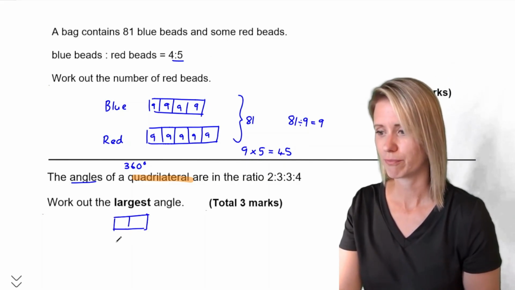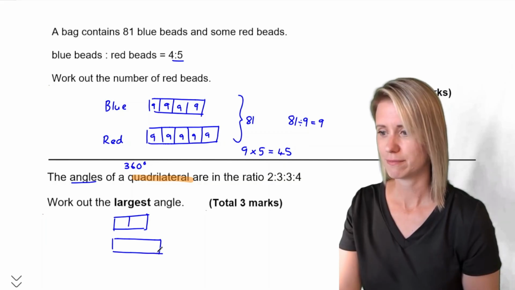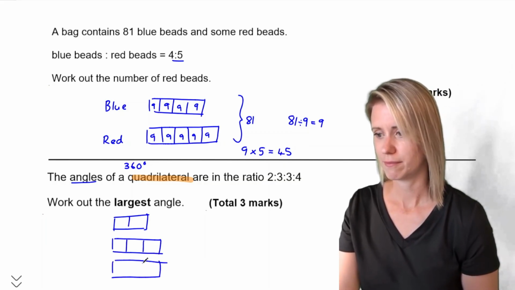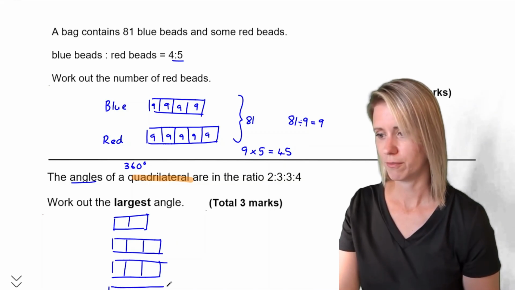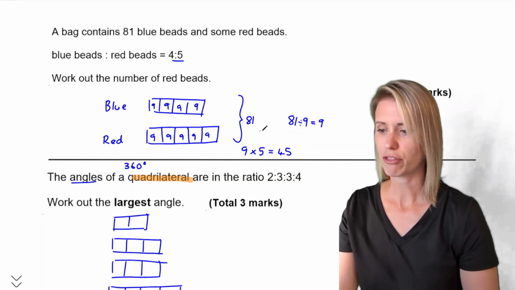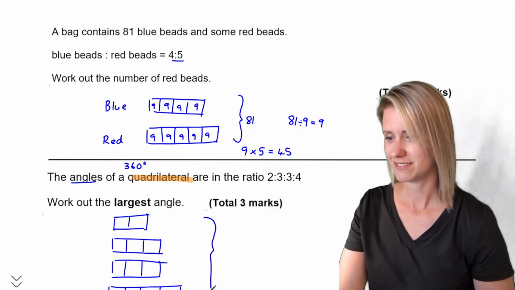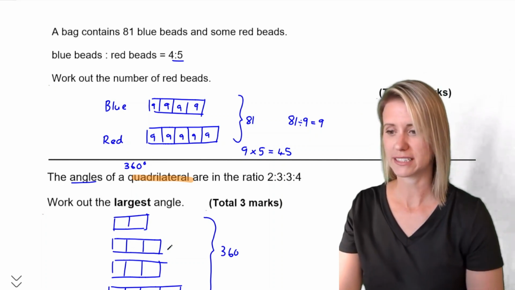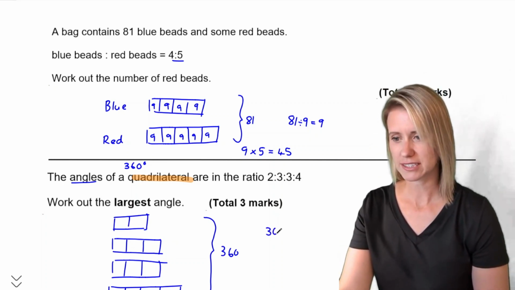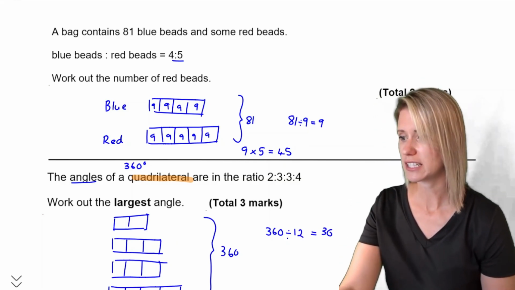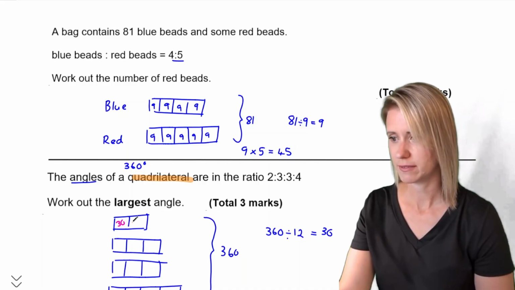2, 3, to 3, to 4. So 360 needs to be shared into those 12 boxes. So we're going to start by doing 360 divided by 12. And that gives us 30. So each of these boxes is worth 30.